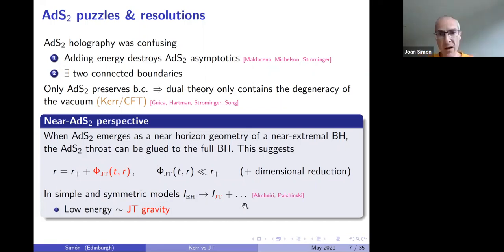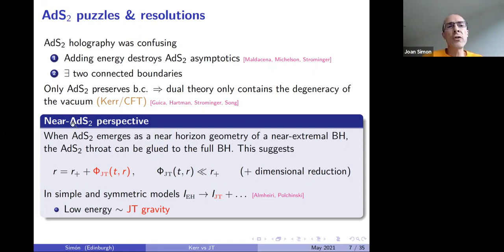But then, even prior to the more recent developments, Almheiri and Polchinski asked an extremely natural question, which has been hidden in my arguments. But it takes people that really understand what's going on to ask the right question. So if you view AdS2 as the near horizon of another geometry, this means, tautologically, that even though we know from Maldacena, Michelson, and Strominger that if we add excitations, AdS2 boundary conditions are broken, we already know how to glue the AdS2 throat to some other asymptotics. And in these asymptotics, you may have extra excitations.